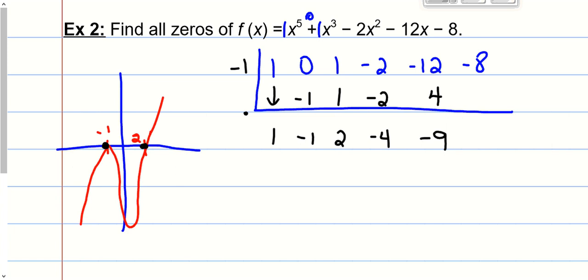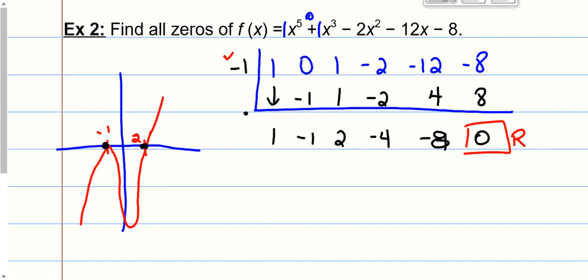No, 8. Sorry about that. Yep, -8. Multiply to get +8. And add to get 0. Remember that this is your remainder. If you come out with a remainder of 0, then this is indeed a solution to your function. So that was a correct point right there.